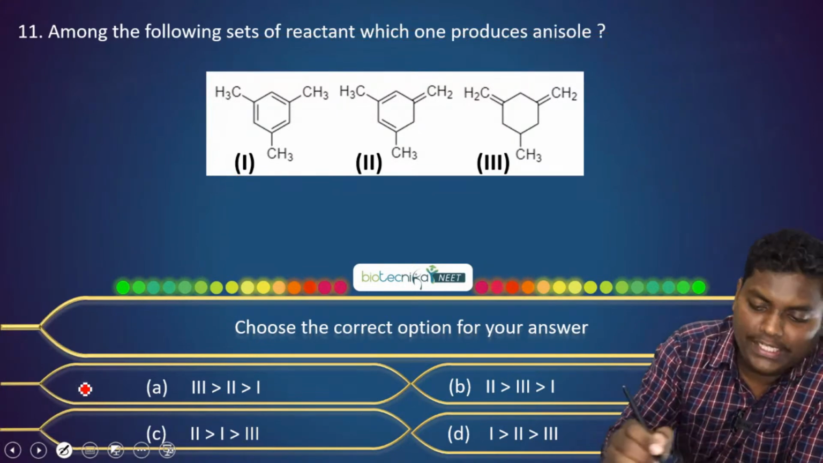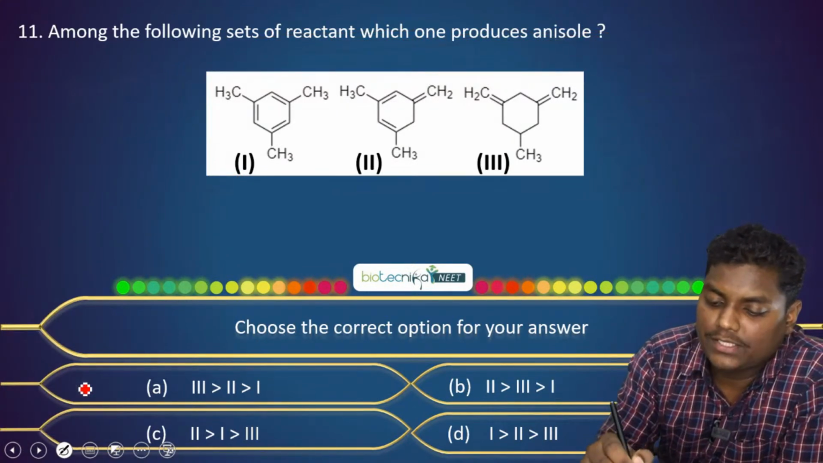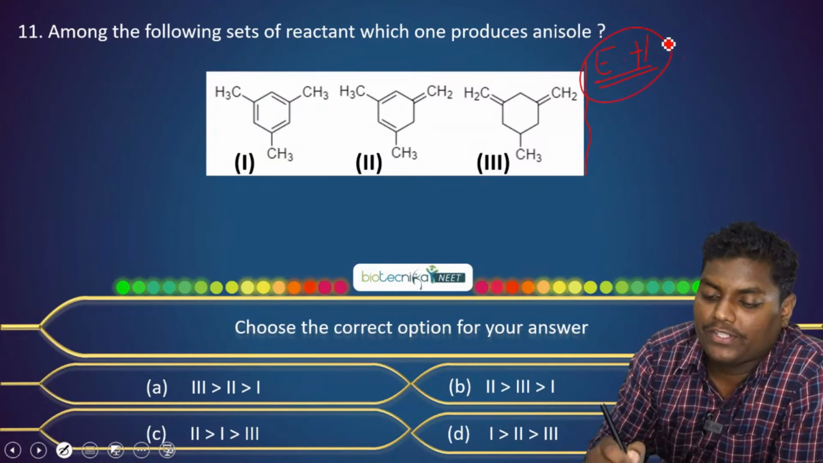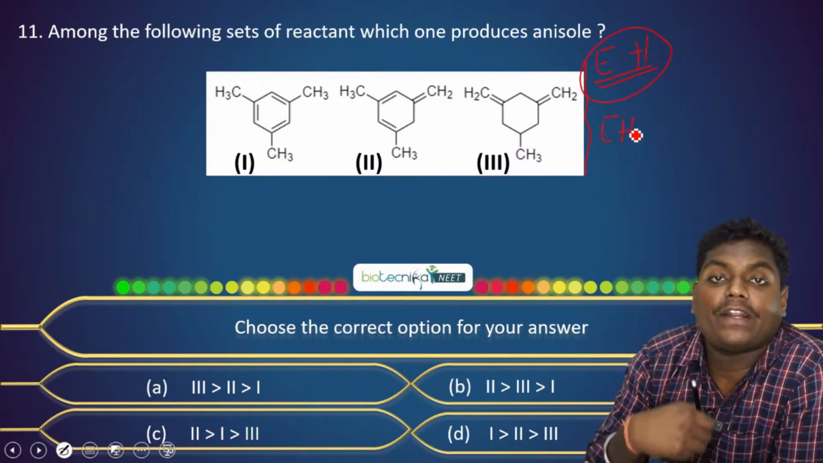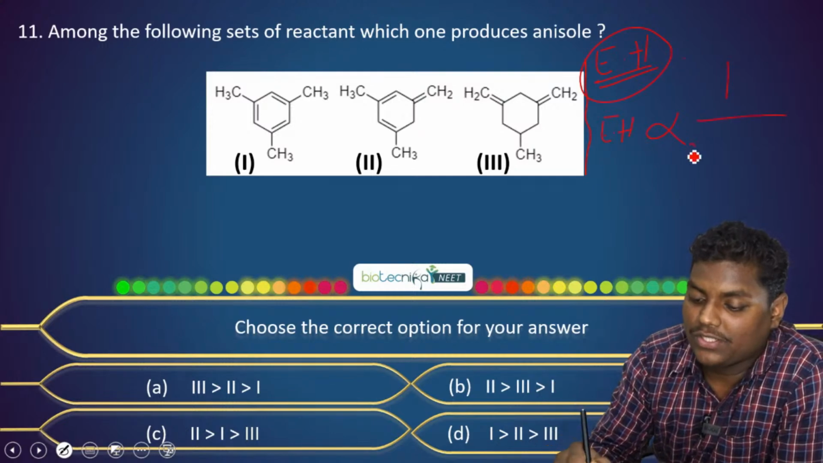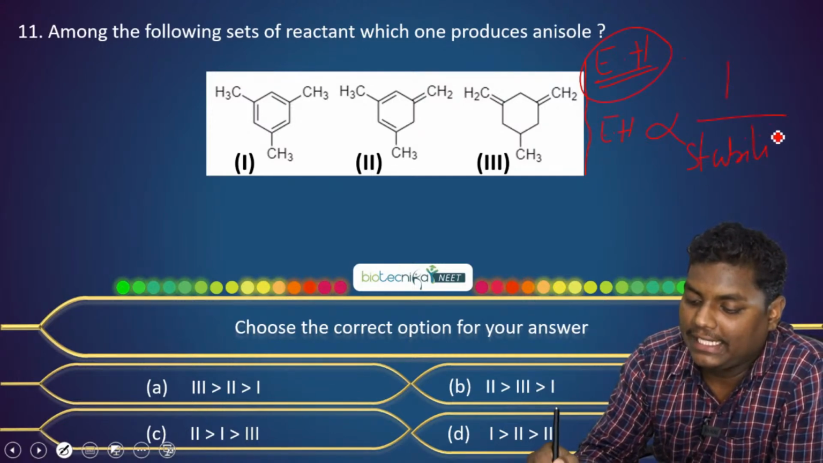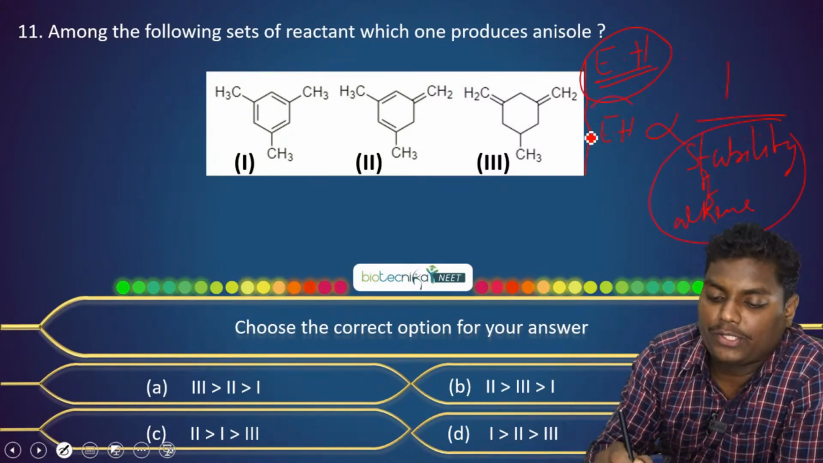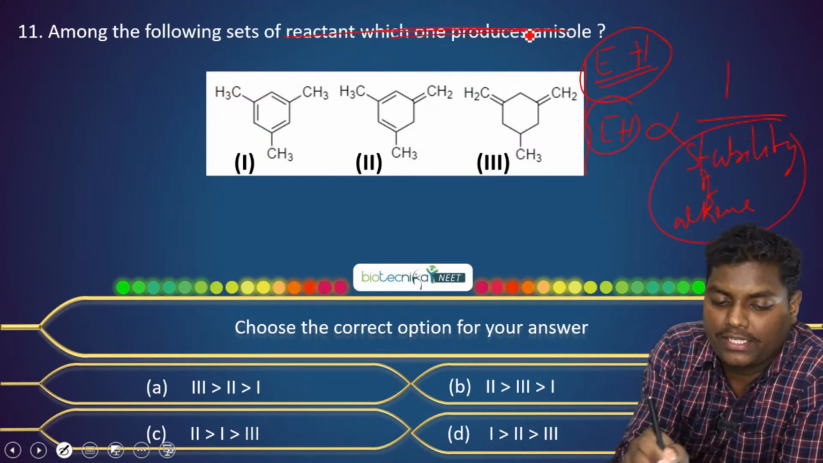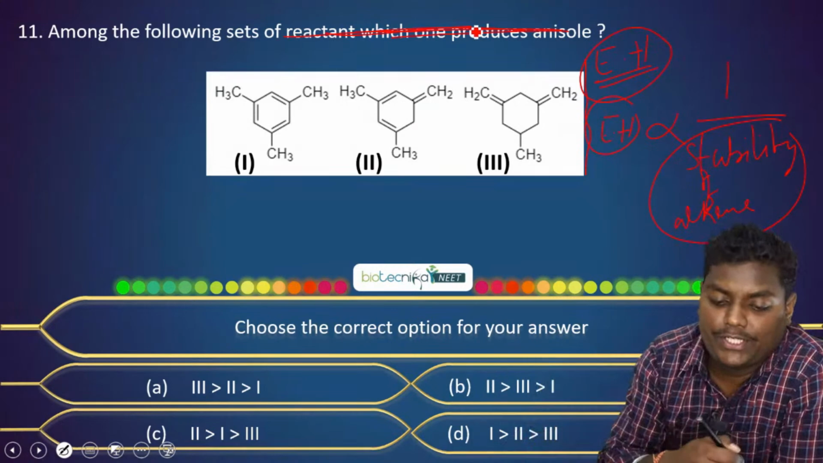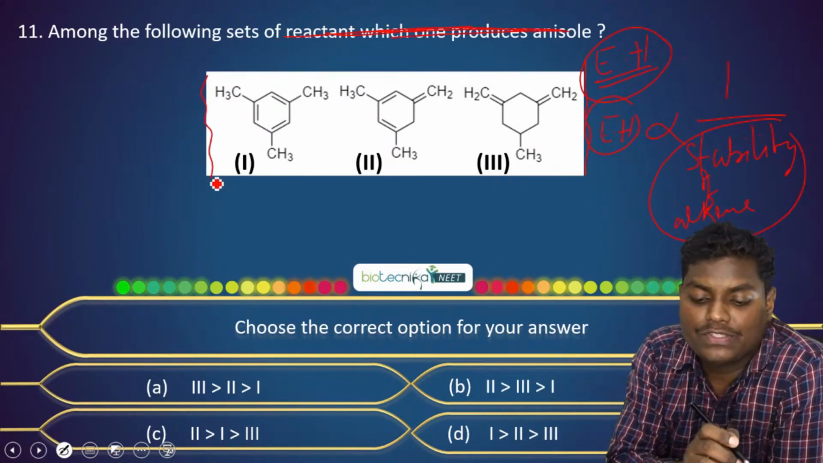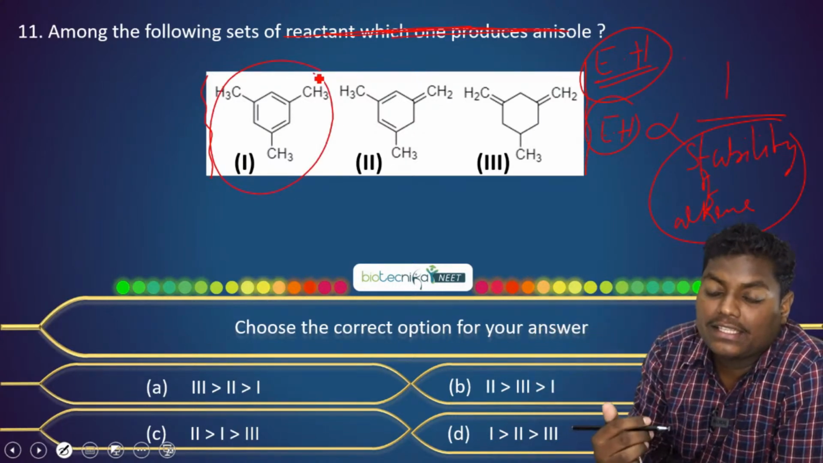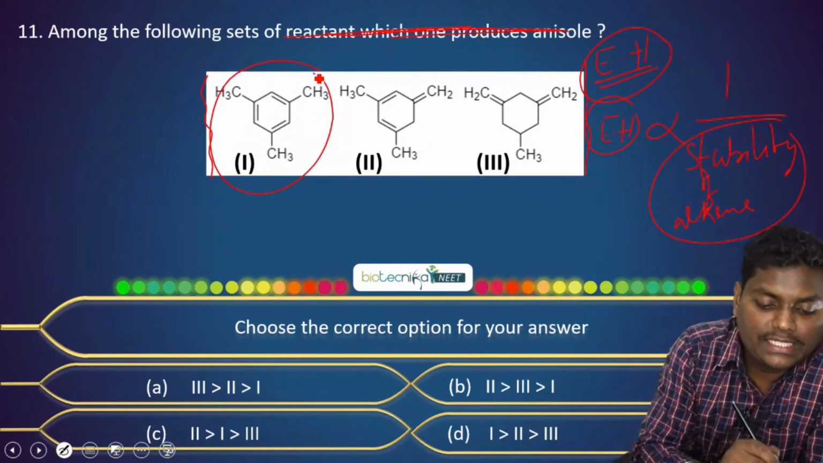Okay, so we need to arrange them on the basis of enthalpy of hydrogenation. So what is this enthalpy of hydrogenation? The important thing is that enthalpy of hydrogenation depends inversely on the stability of the alkene. This is important to understand. So what you have to do is check the stability of these compounds. The more stable it is, the lower the enthalpy of hydrogenation. Okay, so just check it.